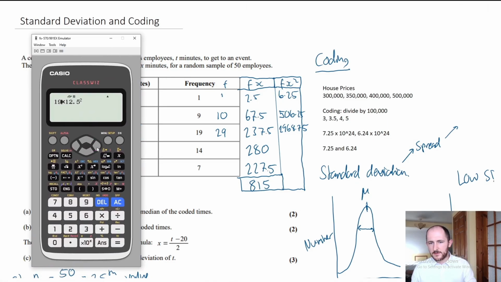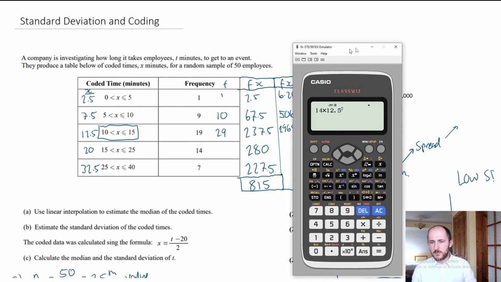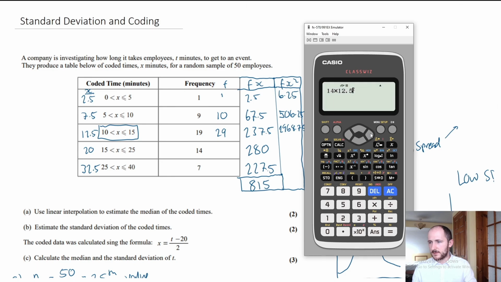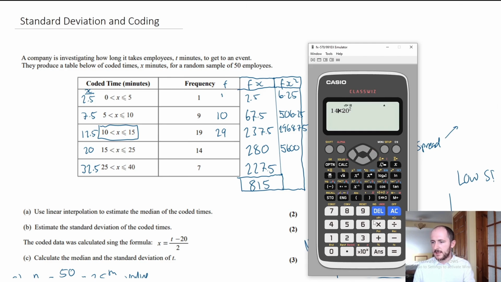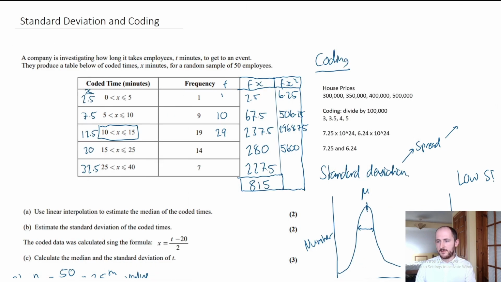And then we have 14 multiplied by 20 squared. That's going to be a pretty huge number, so you should expect the fx squared to be quite large. That's completely fine. Nothing wrong with that at all. And last we have 7 times 32.5 squared, which gives me 7393.75.